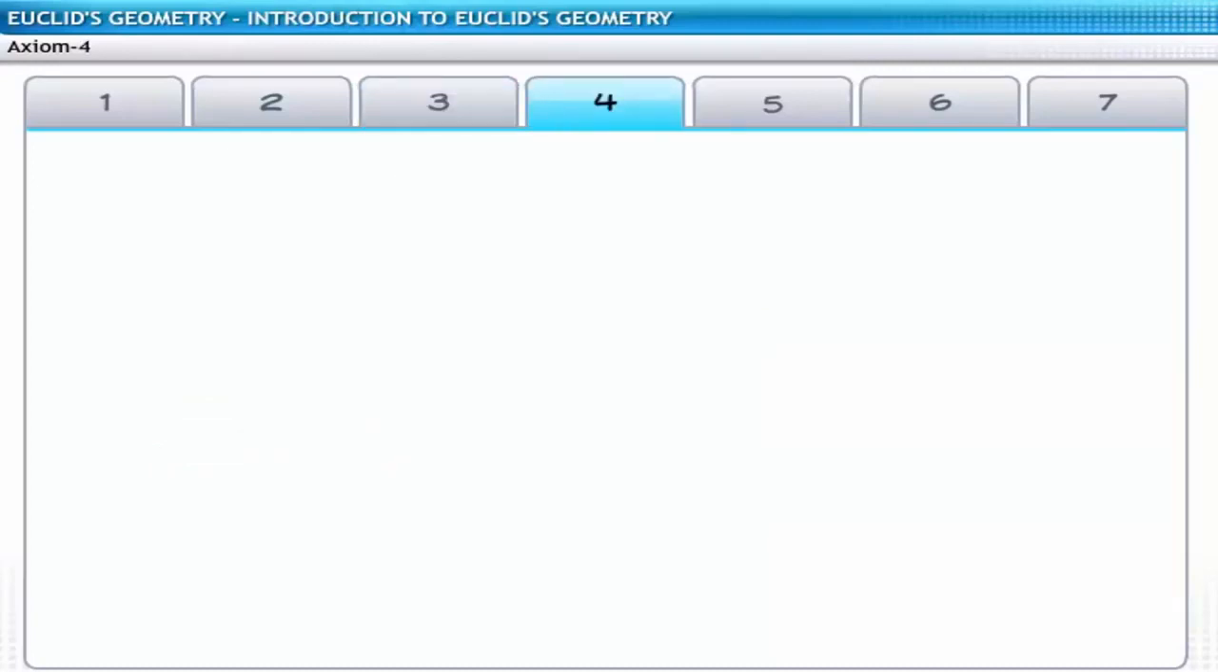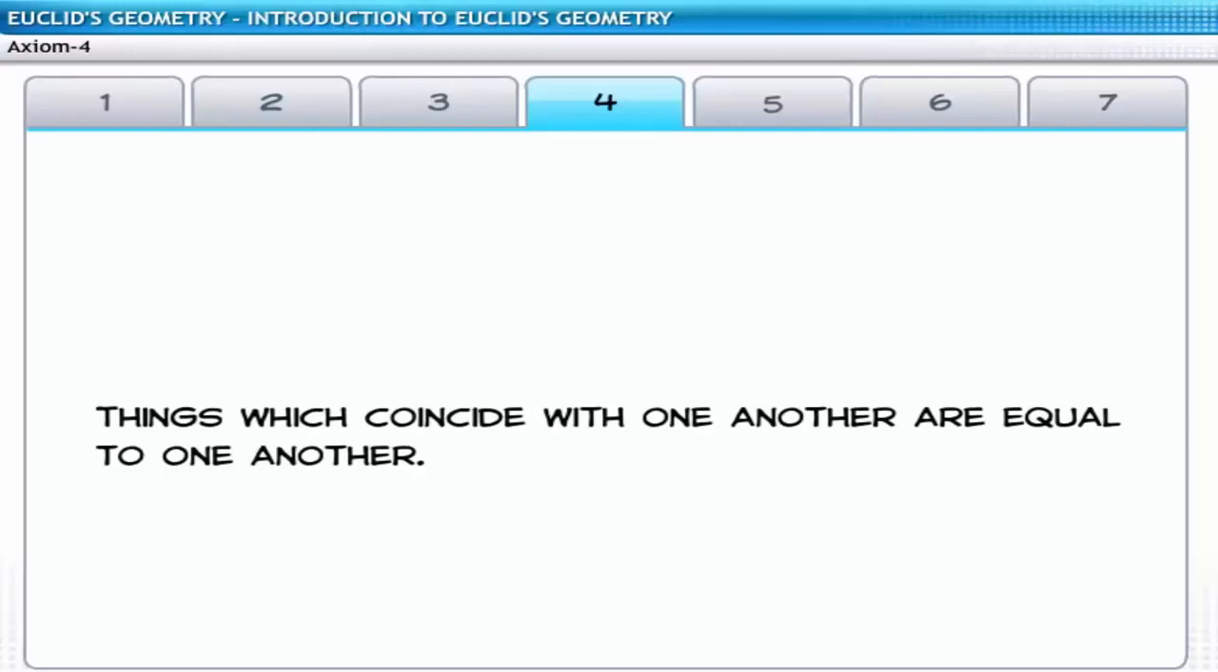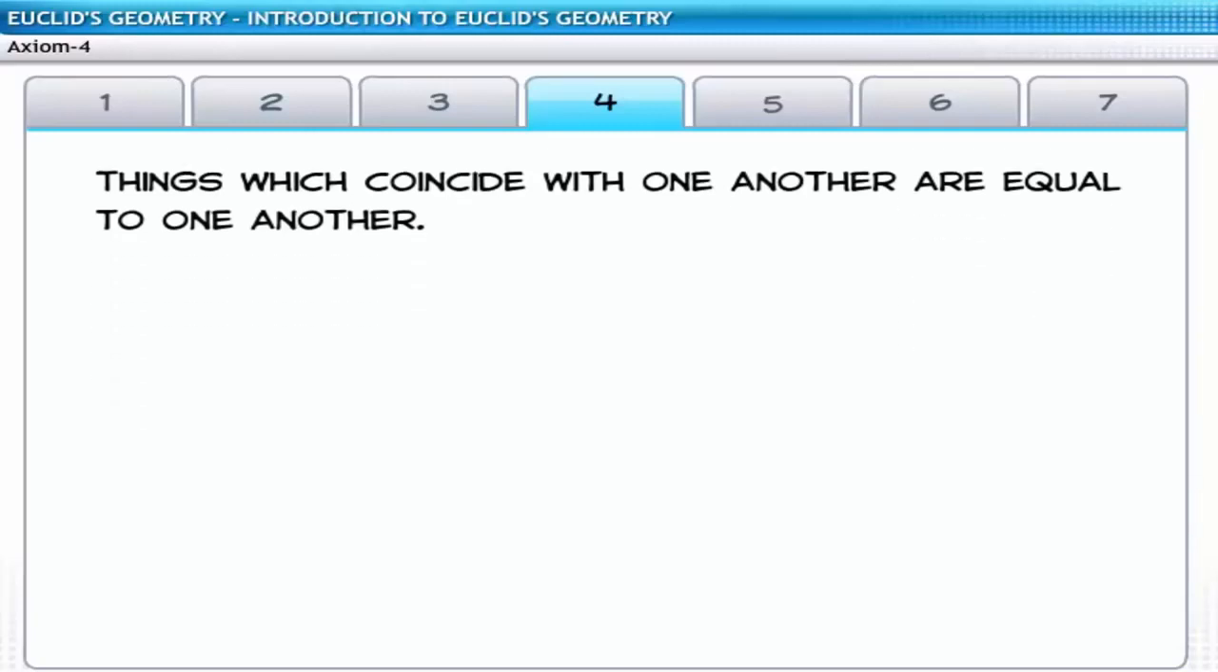The fourth axiom states that things which coincide with one another are equal to one another. Let us consider two lines, A and B, which are equal in length. When they coincide, they form a new line which is equivalent to the length of line A or B.